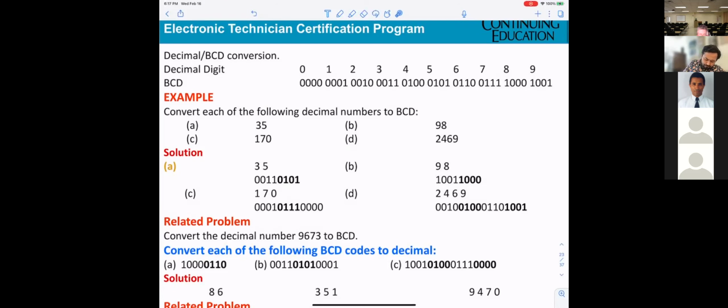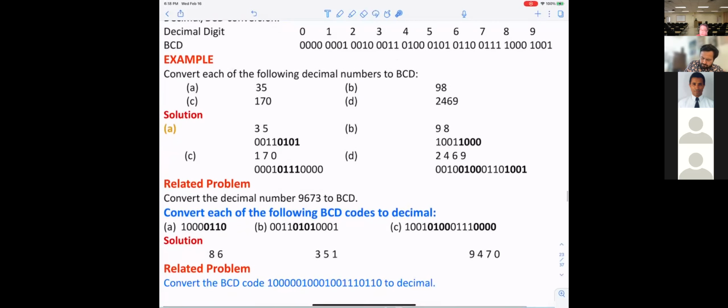So now you see number 98. You change number 9 to 1001. Number 8 will be 1000. Okay, that's easy. But make sure you understand BCD works like decimal, but they are in binary. And in binary, it must be 4 bits for each number. And also, they only get the value from 0 to 9. You don't have any BCD number greater than 9.